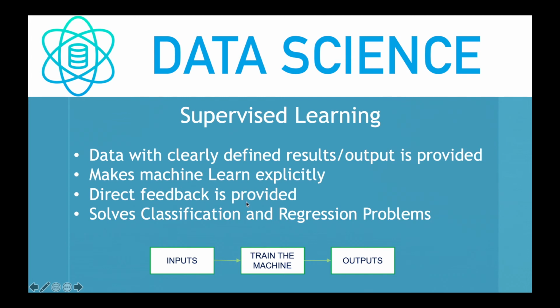Your direct feedback is provided. So when you train the machine, you know what the output looks like, and you check with the existing data and see if it falls in that particular category and is right or not. So when you're training the machine, you have all the inputs and the outputs. It solves classification and regression problems.